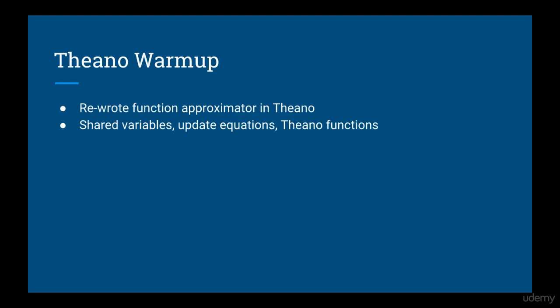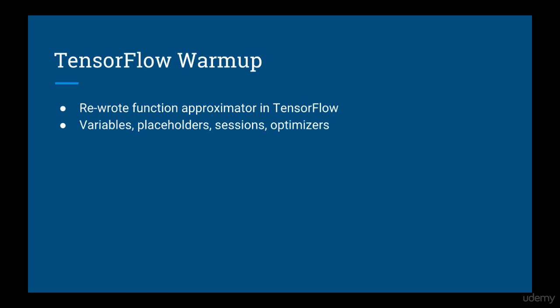Next, we did a warm-up in Theano, where we took the previous code and rewrote the linear function approximator in Theano. This allowed us to reacquaint ourselves with important Theano features, like creating shared variables, data variables, update equations, and Theano functions. Next, we did the same warm-up in TensorFlow, where we rewrote the function approximator again. This allowed us to reacquaint ourselves with important TensorFlow features, like creating variables, placeholders, sessions, and optimizers.